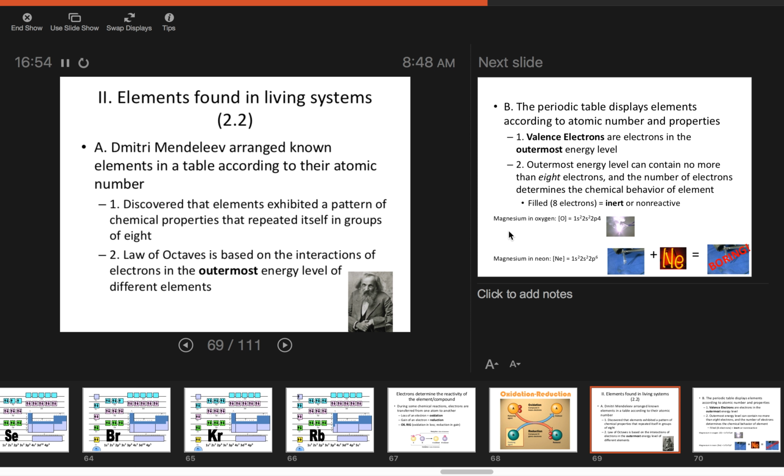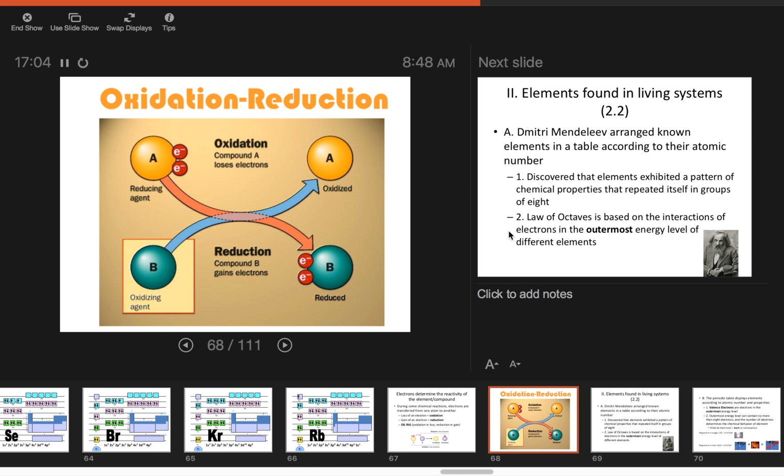All right, moving on to section 2.2. Wait, reduction gains an electron? OIL RIG. Yeah, wouldn't that make it bigger though? Okay, careful. It says reducing agent. Oh, wait, I see what you're saying. Gains electrons. Okay, B is gaining. So reducing agent means it's going to donate the electrons. Okay, and it becomes oxidized, so they lose.